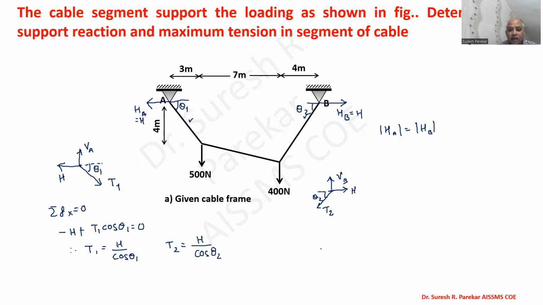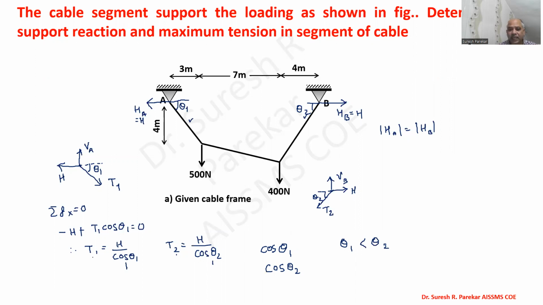Now, we have to see if theta 1 is less, then we have T1 greater. If theta 2 is less, we have T2 is greater. Means we have to see whether cos theta 1 is greater or cos theta 2 is greater. Now, which one will be greater? So if we have theta 1 is less than theta 2.